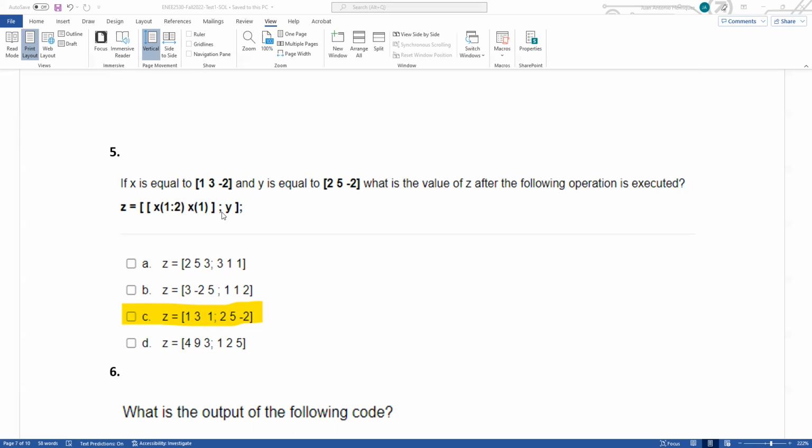And then the other one is concatenating that with the matrix y, and the matrix y is 2, 5, and -2. So you see this here. Okay.